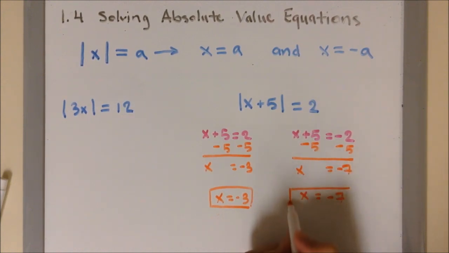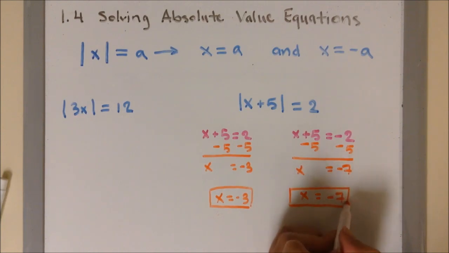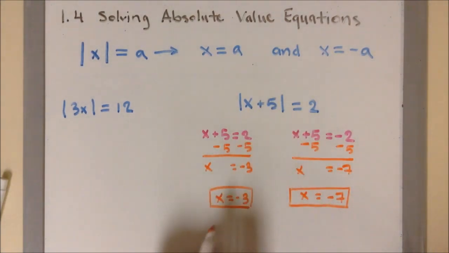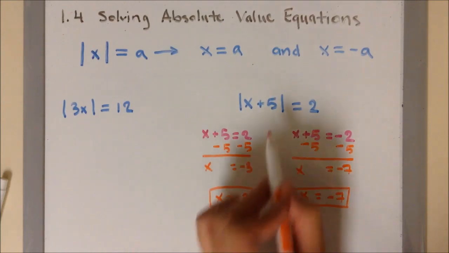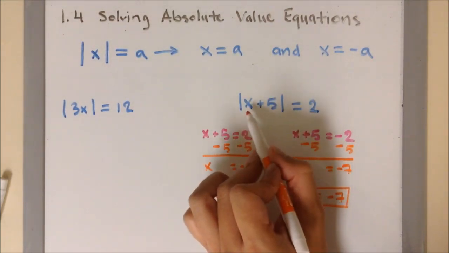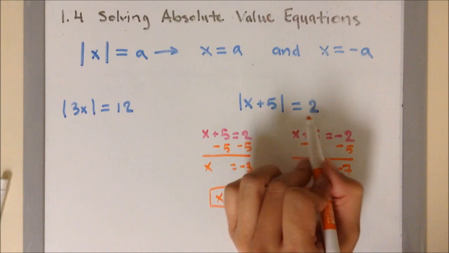Now, if you want to check if it's correct, all you have to do is just plug in negative 7 into x and negative 3 into x. And when you do the absolute value, meaning you simplify and then do the absolute value, it should equal 2.